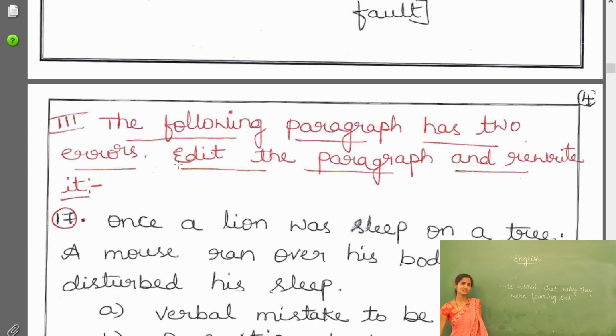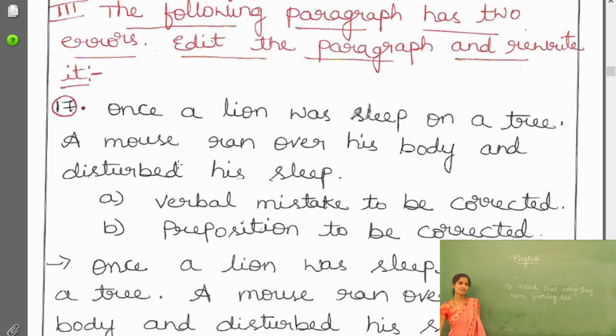And the next, third one, here a paragraph is given. In the paragraph, they have made two mistakes and they have given you two clues. The paragraph is: once a lion was asleep on a tree. There only you will find that there is a grammar mistake, and the clue is there: verbal mistake. Yes, of course, there is a verbal mistake.